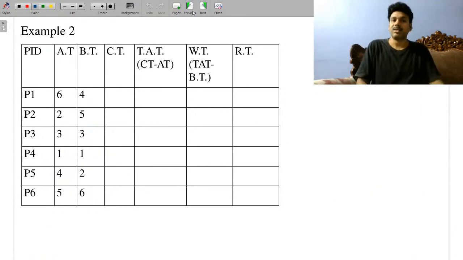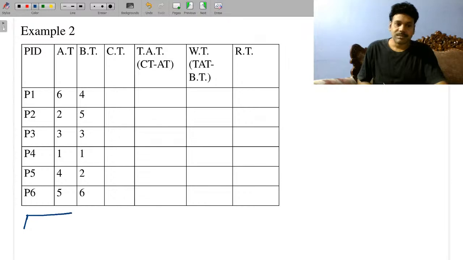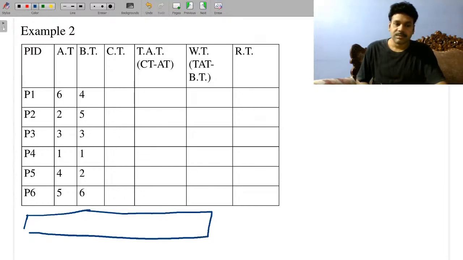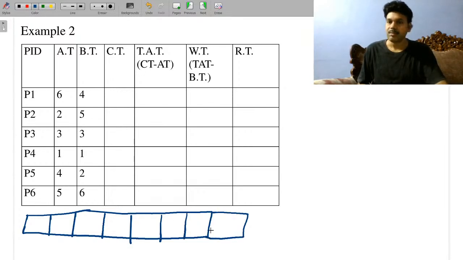Let us look at the next question. So we want to take the chart now, which consists of a group of 6 processes. This is a bit tricky. Those who are learning for the first time, please concentrate properly.